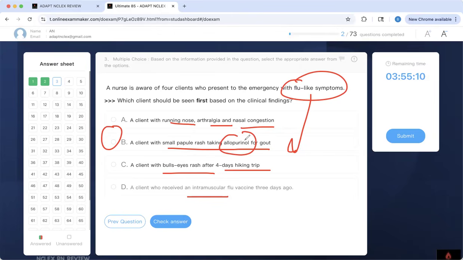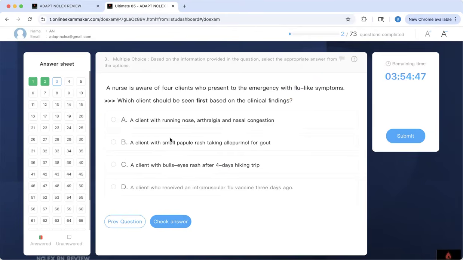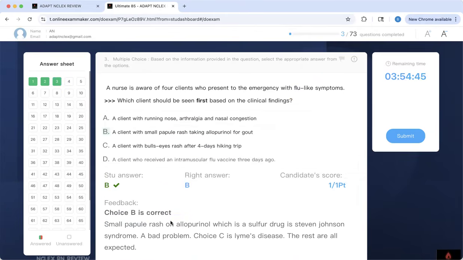Allopurinol is a sulfur drug. If you take it and have a small purple rash, think Stevens-Johnson syndrome. Having flu-like symptoms with that, sepsis. Runny nose, arthralgia, congestion, it's like flu. Bullseye rash, it may be Lyme disease. And your flu, when you hike, is expected. And if I give you an injection for flu vaccine, you can get some flu from it also, or you may already have flu. Therefore, this patient is the right patient.